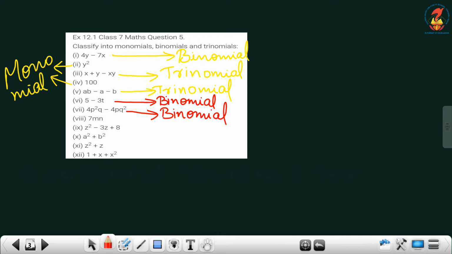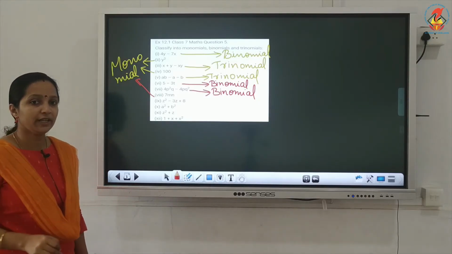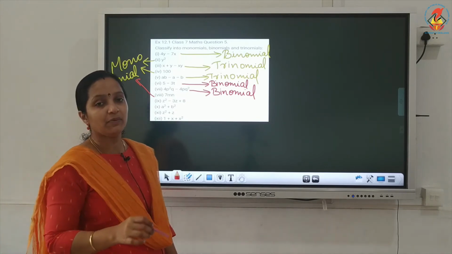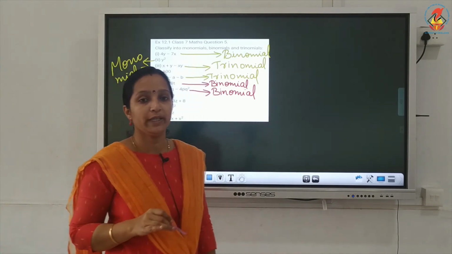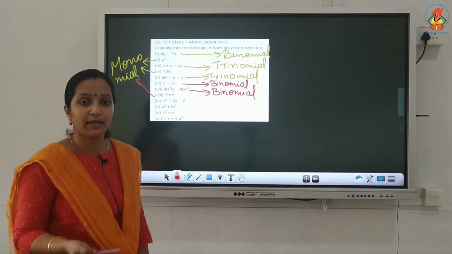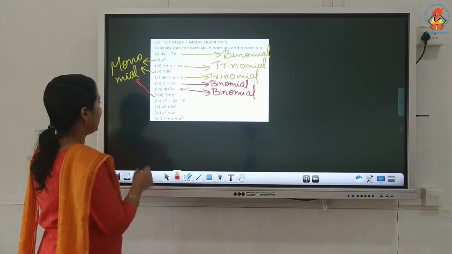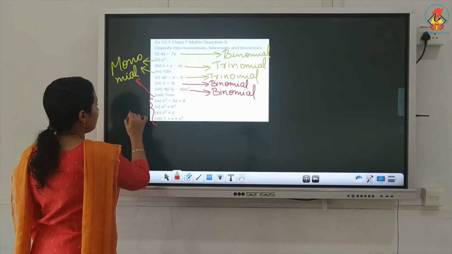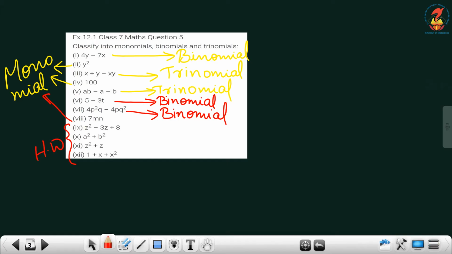And look at the eighth question, only one term. So what is the name? Monomial. Okay children, so an expression that contains only one term, what is the name? Monomial. If two unlike terms, what is the name? Binomial. If it contains three terms, what is the name? Trinomial. And do the remaining questions. You do the remaining questions 9, 10, 11, 12 as homework.